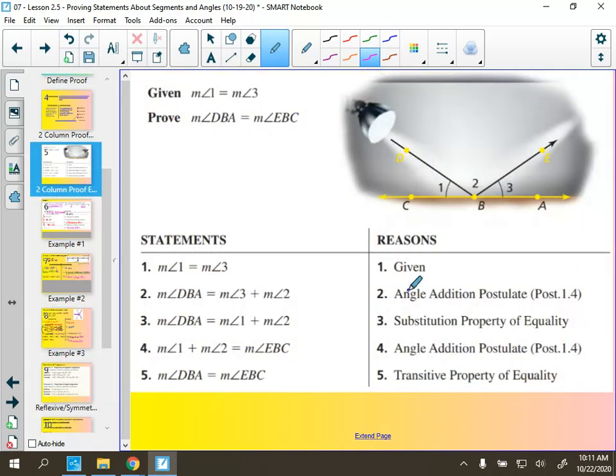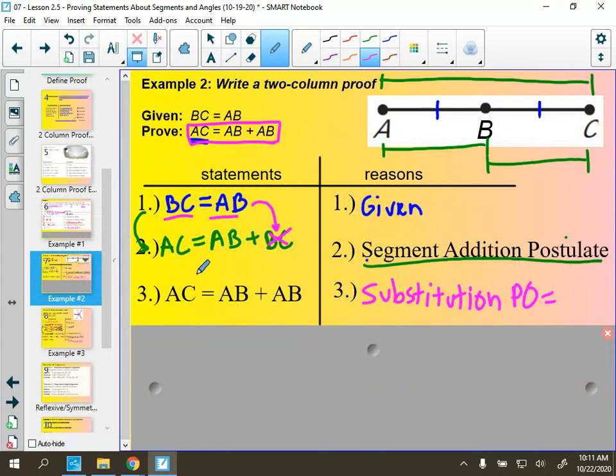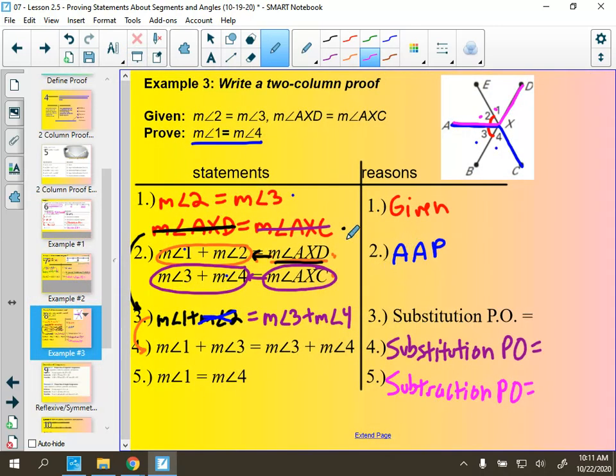Let's count. 1, 2, didn't come up in this one. There's 3, 4, 5 if you count these as 2 separate ones. So those are the ways we're introducing material into proofs.